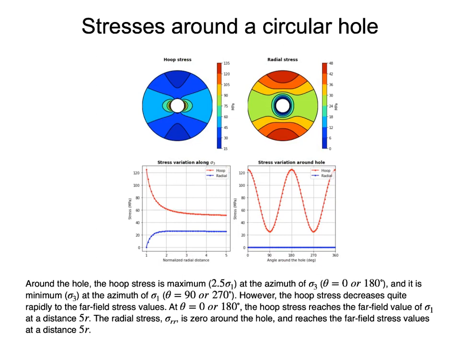At the azimuth of sigma 3, the hoop stress reaches the far field value of sigma 1 at a distance 5 times the radius of the hole. The radial stress is 0 around the hole, and reaches the far field stress value at a distance 5 times the radius of the hole.